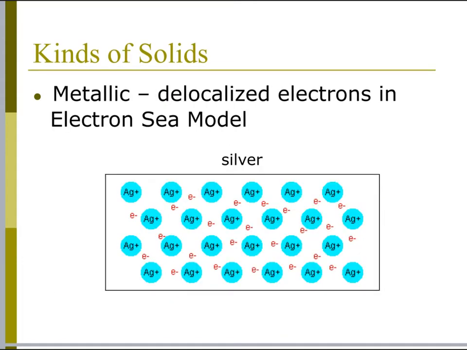Next one down the list would be a metallic solid. In a metallic bond, electrons are delocalized following the electron sea model, and so you see the electrons kind of floating throughout this sheet of silver in this case. This is why metals are so good at conducting electricity. They have all these free-flowing electrons.